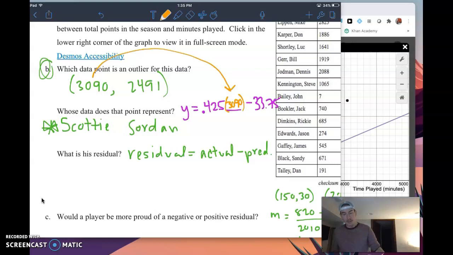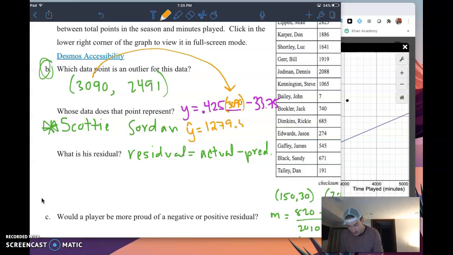All right, and my calculator is really going to help me out here. I can't do this in my head. I'm not going to even pretend to. 3090, 0.425 times 3090 minus 33.75. And my calculator says that is 1,279.5. So my predicted y, right? It's worth noting, and that's why that little accent is on there, that it is a prediction.